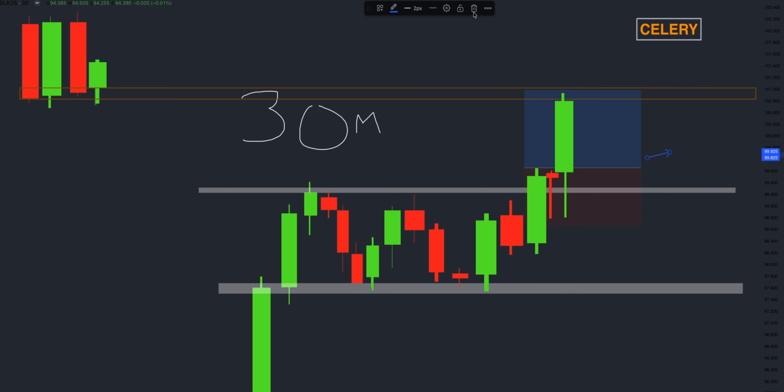Celery is probably one of my favorite plays, because the more confluence you have to enter a trade, the more probable that it's going to work out in your favor. And it's one of my favorite trades. When you see it, you're like, wow, this is really setting up, especially during high times of volume.